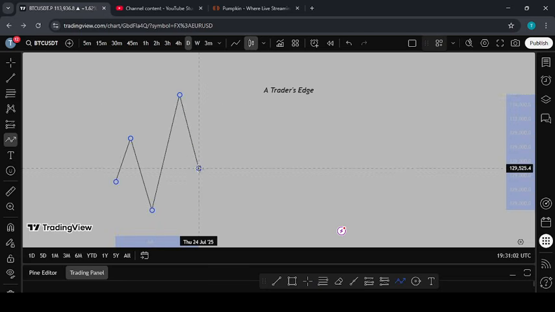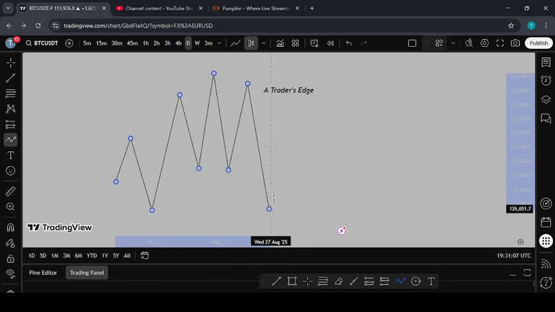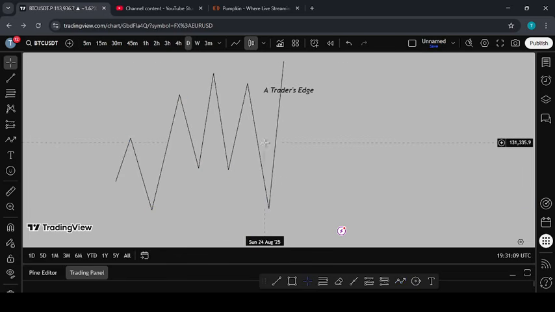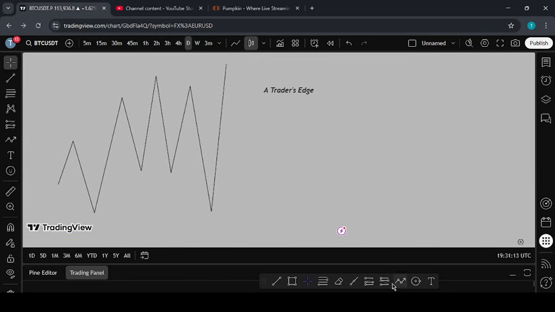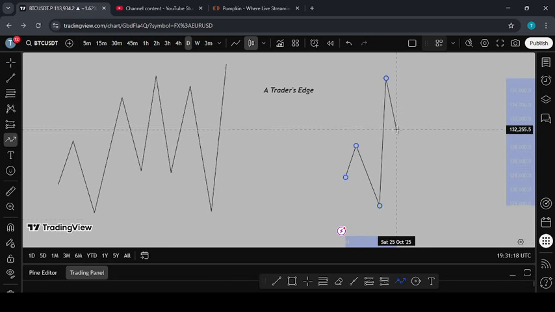Is it breaker block entry? Is it mitigation entry, mitigation block, or equal lows, or engineered liquidity? Come on, if we were to list them, right? This is an SMC setup, a buy setup. This one is also an SMC setup.